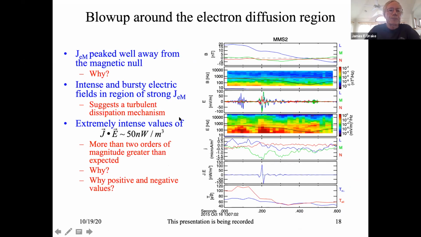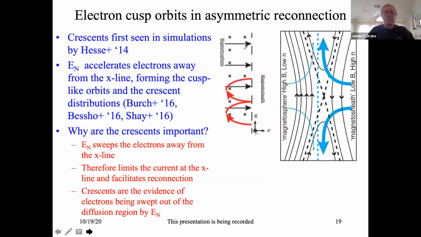The fact that these electric fields are so turbulent also makes you wonder whether there's actually a turbulent dissipation mechanism going on here. Okay, so let's now talk about these crescent distributions as seen in the MMS data.